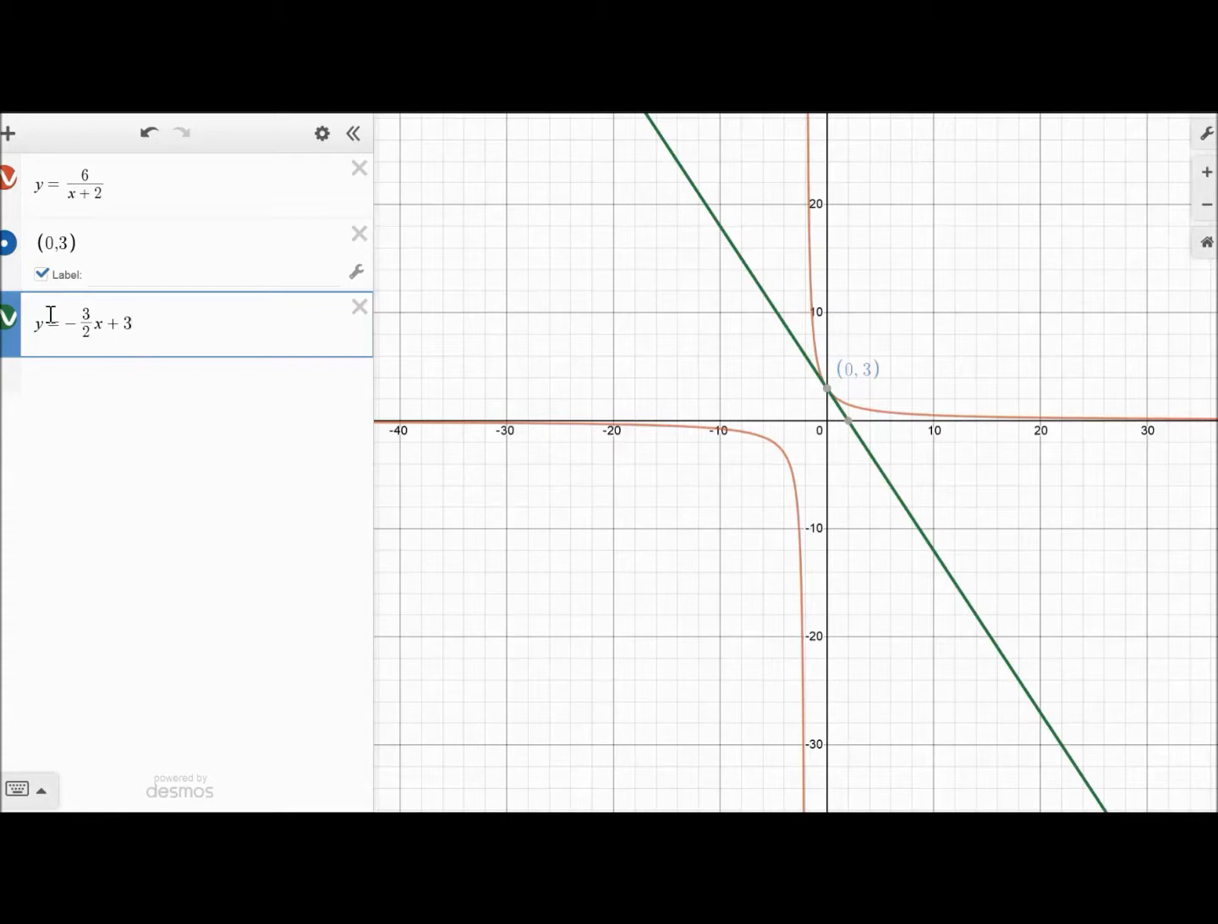So the slope was negative 3/2. That's what the derivative finds. And then the equation of the line is the green line. Desmos is fabulous, y'all. Use it to check your work. It's wonderful.